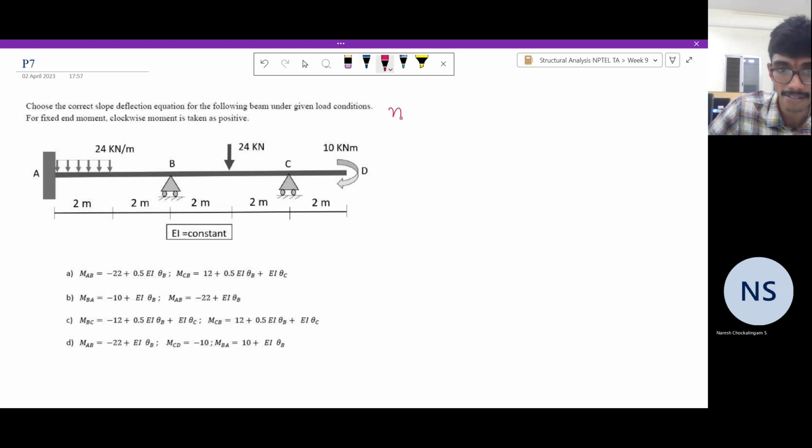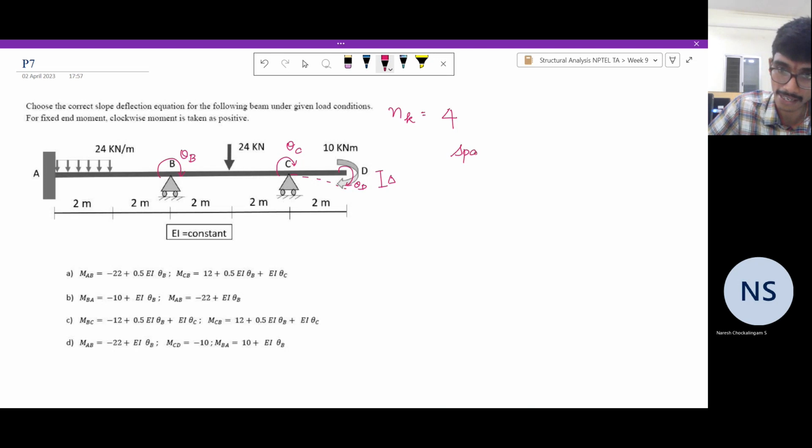So kinematic indeterminacy, NK, is nothing but: here you have a rotation theta B, theta C, theta D. Since this is not supported, this can also deflect this way, so you have a delta here. It looks like it has a kinematic indeterminacy of 4, which is too high to solve on paper, but it actually doesn't. How do we simplify the problem further?